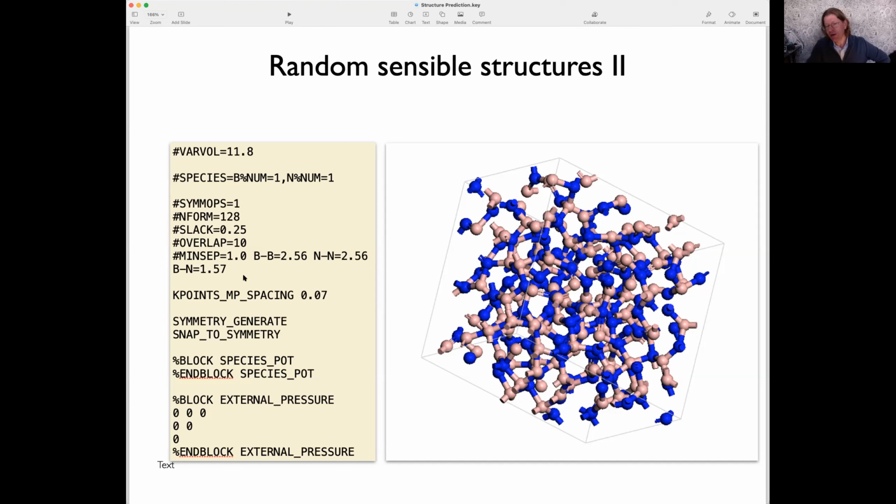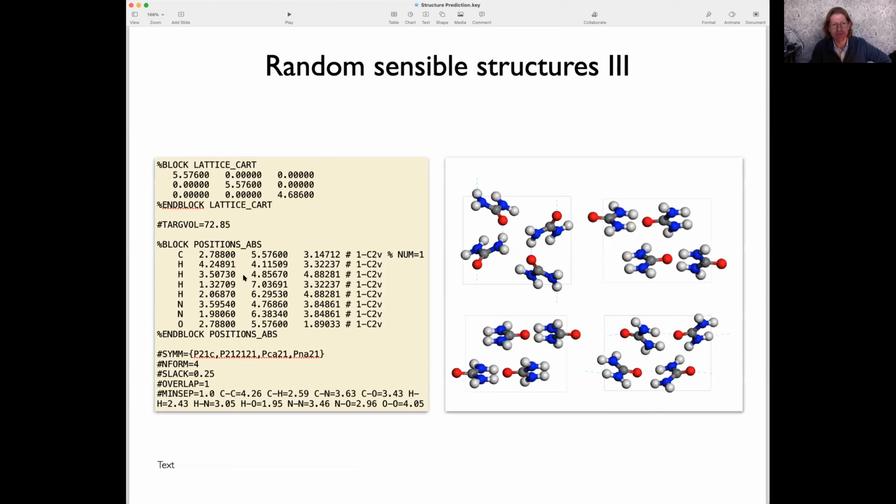So if you were interested in amorphous boron nitride, this would be a way of generating amorphous boron nitrides, or maybe other phases of boron nitride as well, although I think cubic or hexagonal boron nitride are the key phases in this system.